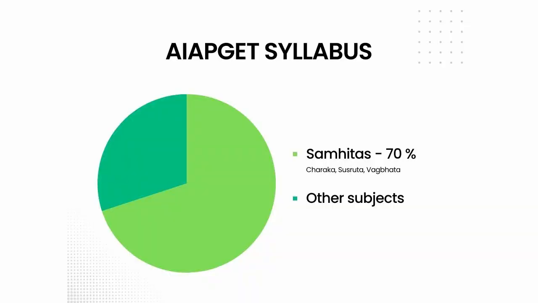Then, if you're making a particular division of your syllabus, you will find there is a major role of the major Samhitas. So, the major Samhitas include Charak, Shushrut, and Vagbhata, right? Then, 70% of your syllabus is covered by these three Samhitas only. Why am I saying 70%?